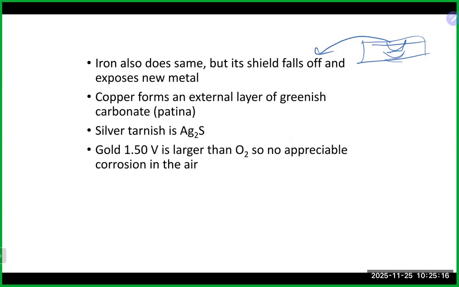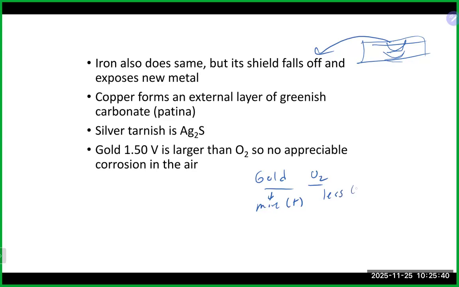Obviously, the corrosion of copper is sometimes very expensive, right? It creates that nice patina people like, that sort of color. Silver tarnishes, making silver sulfide. Gold, which has an SRP value of 1.5, which is larger than oxygen. So when gold hooks up with oxygen, gold's actually more positive than oxygen.